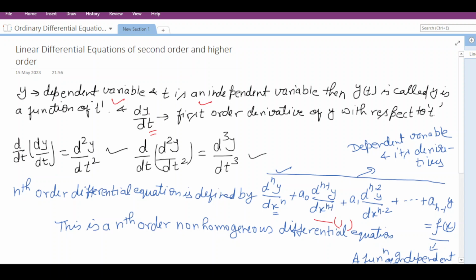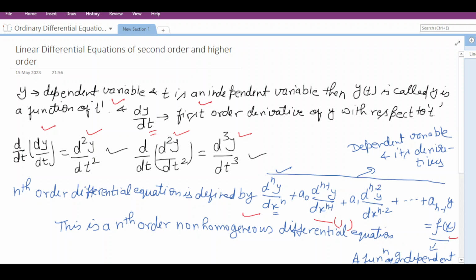And if we again apply the rate of change to the first order derivative term, then we will get the second order differential term. And again, if we apply the rate of change with respect to the independent variable to the second order differential term, then we will get the third order differential term, right? Then what we have seen is an nth order differential equation with the non-homogeneous term, right?